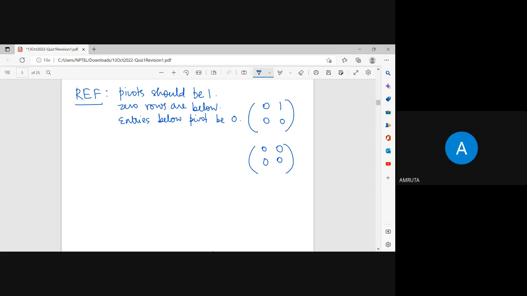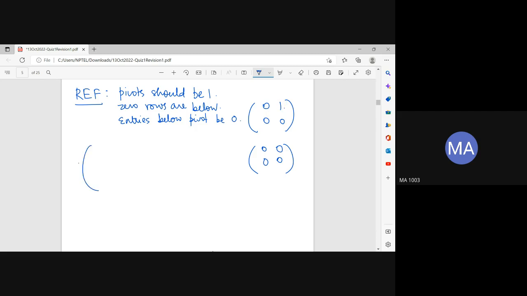Got it. Thank you. Madam, what does vacuously satisfied mean? Vacuously satisfied means that the case cannot even happen. Ma'am, in matrix 1, is that one a pivot point? Yes, because that is the first non-zero entry of the first row.